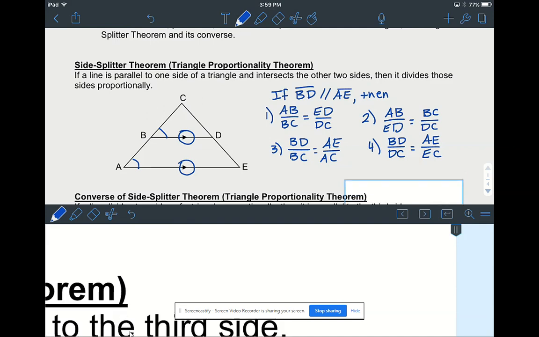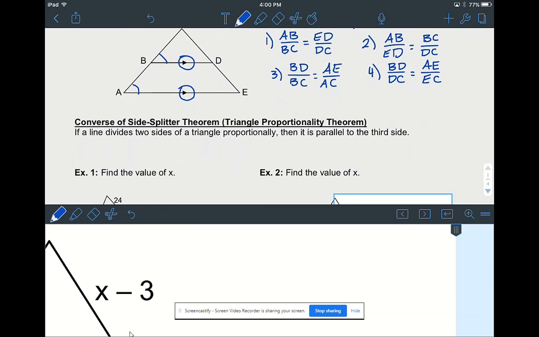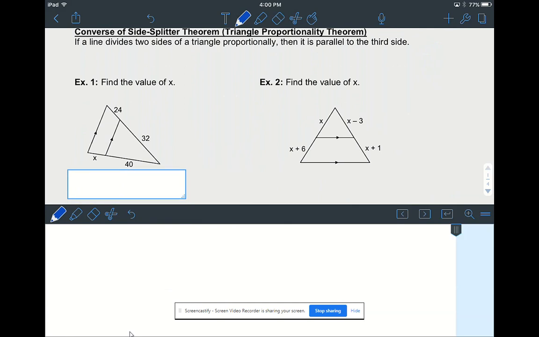Okay? All right, the converse of the side splitter theorem, you guys should remember what converse means, is that if the two sides are proportional, then the third line in between the two triangles is going to be parallel. All right, let's try and do an example here.